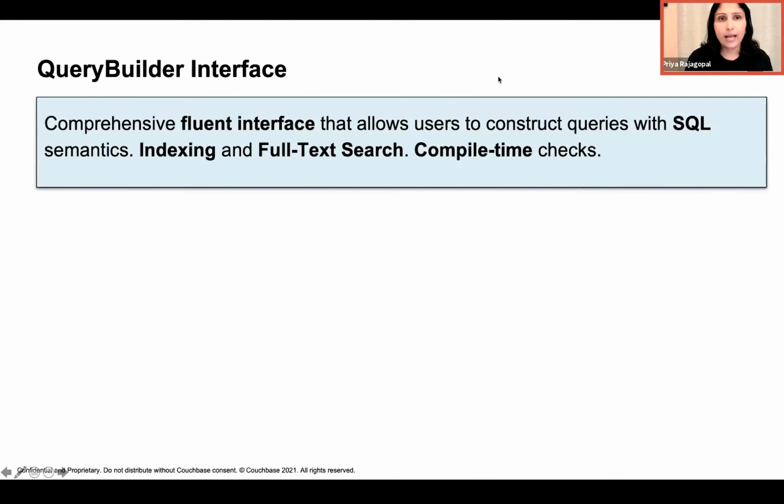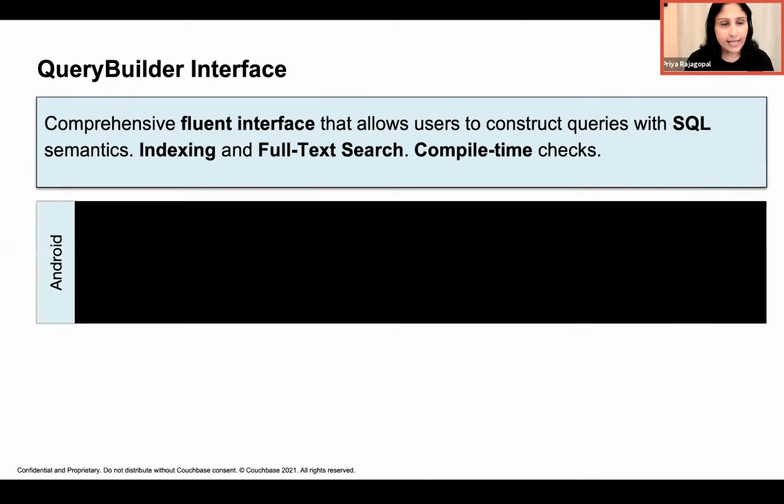Back when we launched Couchbase Lite 2.0, we introduced a query builder API. This is a powerful query API with a fluent interface that allows applications to construct queries using SQL semantics, includes indexing, full text search capabilities. Probably one of the key value propositions of this API was the compile time checks that it offered. So if there are issues with your query that can be detected during compile time, it makes your application very robust. So let's look at a quick example of a query builder API.